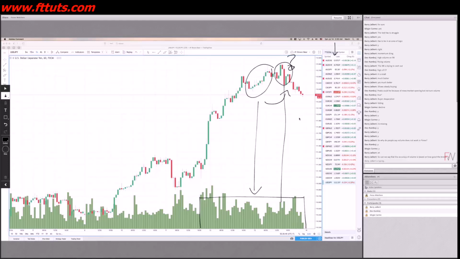But so the question is, so Barry is saying, so can we say that the accuracy of volume is based on how good the broker is? Generally, yes. And if you want real accuracy, you can even use the futures volume, but you don't have all your currencies. You only have a limited amount of currencies, because then you can see what is the volume at the exchange itself. Forex doesn't have an exchange, so you'll have to do your best by looking at brokerage volumes. Okay, so the key is also understanding if you have something that pops up beyond average.